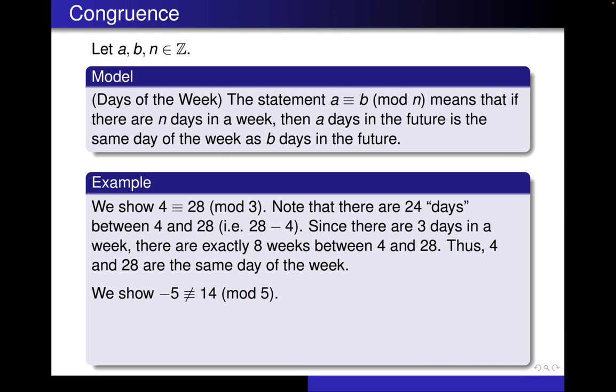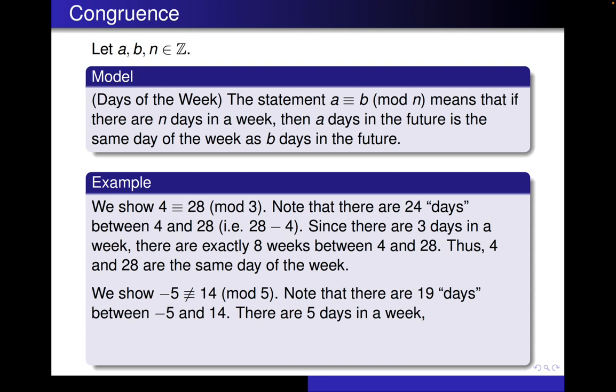Next, we're going to show that negative 5 is not congruent to 14 mod 5. Now I want you to note that there are 19 days between negative 5 and 14. We can do that same subtraction trick, 14 minus negative 5, or you can think of it as, well, negative 5 days in the future means 5 days in the past. So to get from negative 5 to 14, you have to go 5 days to get to the present, and then 14 more days to get to 14. So 5 plus 14 gives us 19. That means there are 19 days between negative 5 and 14.